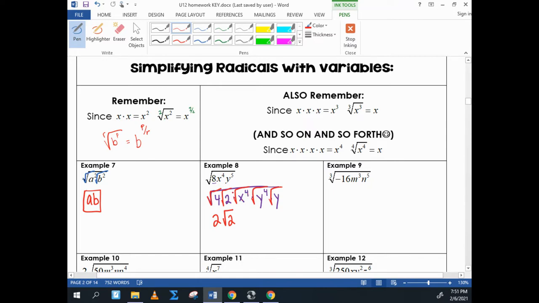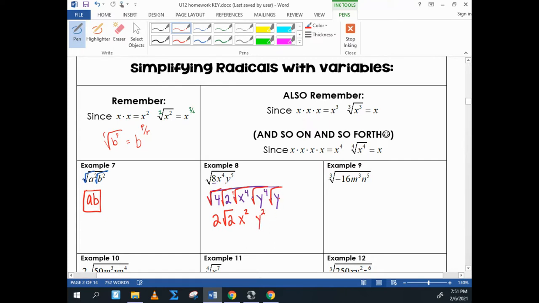Now remember, since it's a second root, you can just do power over root, or 4 divided by 2. So when you're doing the square root, it's always just half of that. So the square root of x to the 4th is x squared. And the square root of y to the 4th is y squared.